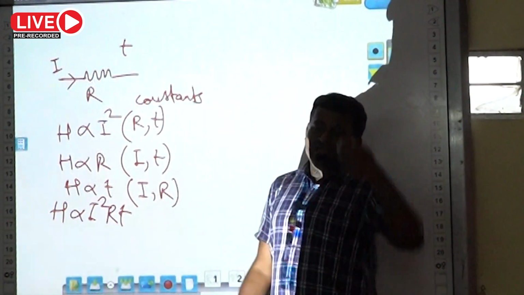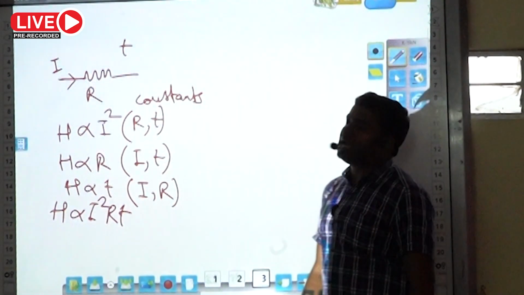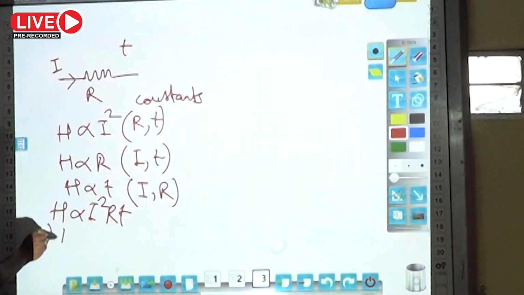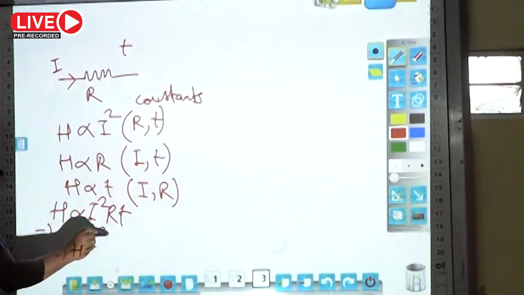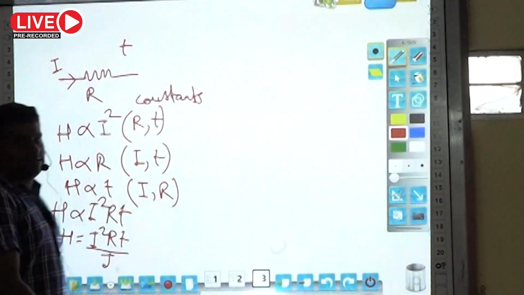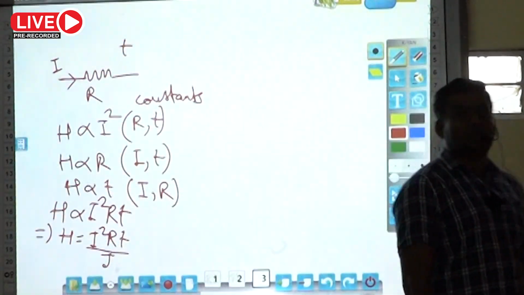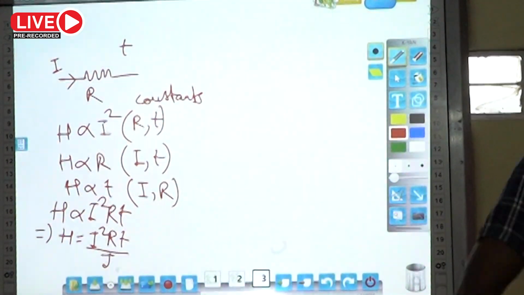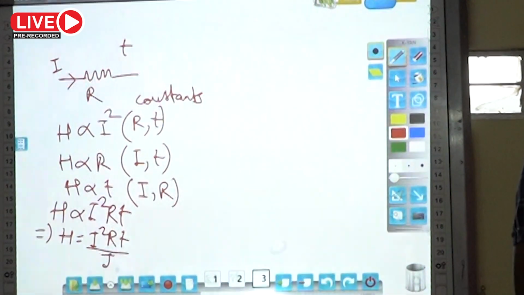So from this, by employing a proportionality constant, I can write H equal to I square RT by J. Proportionality constant is taken as 1 by J. 1 by J means J. What is J? Mechanical equivalent of heat. Mechanical equivalent of heat, its value is 4.2 joule per calorie.